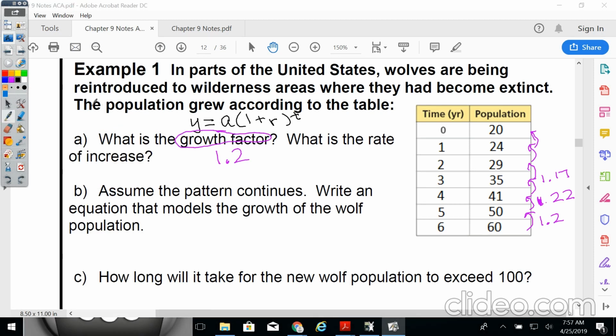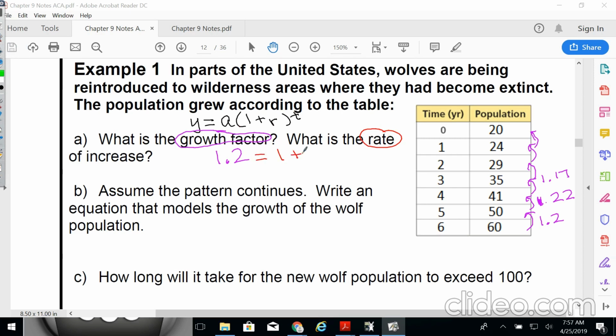So to find R, this part wants you to find the rate. To find R, you set the growth factor equal to the parenthesis part, 1 plus R, and you solve for R. So minus 1 minus 1. So R equals 1.2 minus 1, which is just 0.2. And we want to convert that to a percentage. If we multiply by 100, that's going to move the decimal place twice, and it's a 20% rate of increase. We're going to see the percent more on the next page where we do the word problems.